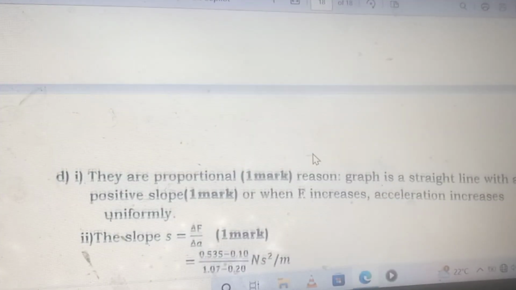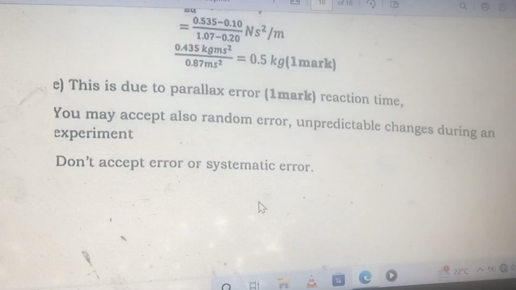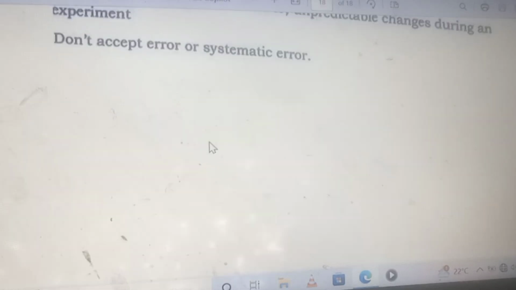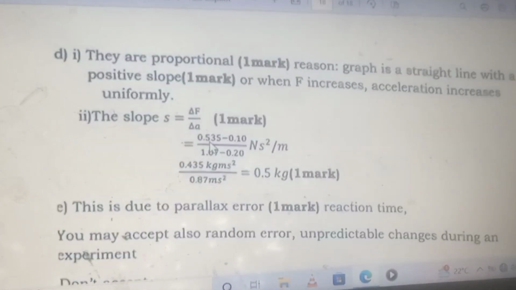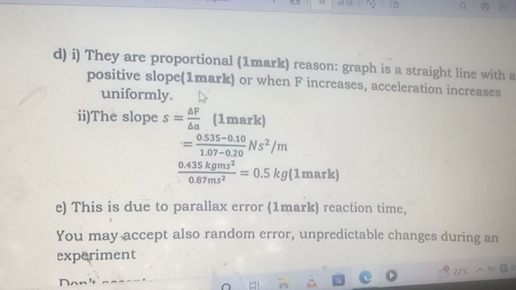The reason why is due to parallax error or reaction time or random error and unpredicted change during the experiment. This is not an accepted error. It may be systematic error or random error. Do you understand? And also how to calculate or define a slope.